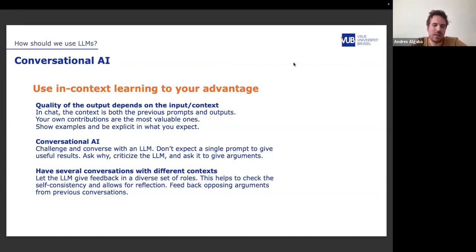Use it really as a sparring partner. Say, oh, I have this idea about this, and so on. But I will give some examples. But really use it as a conversation, not as a zero-shot or one-shot thing.